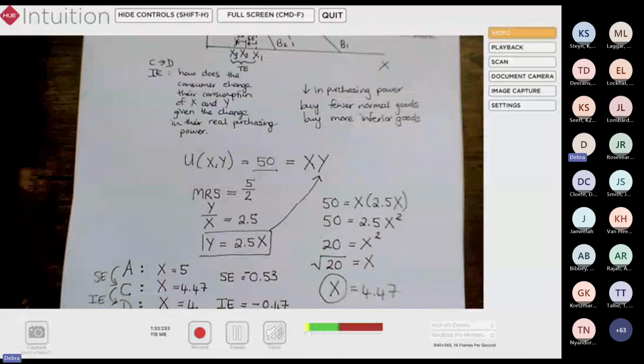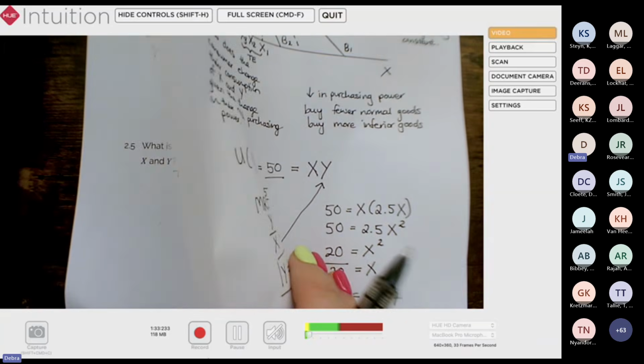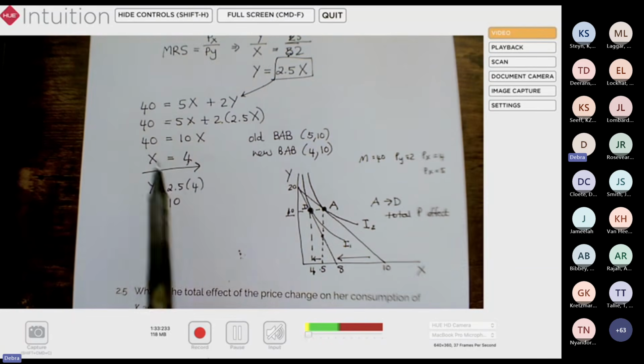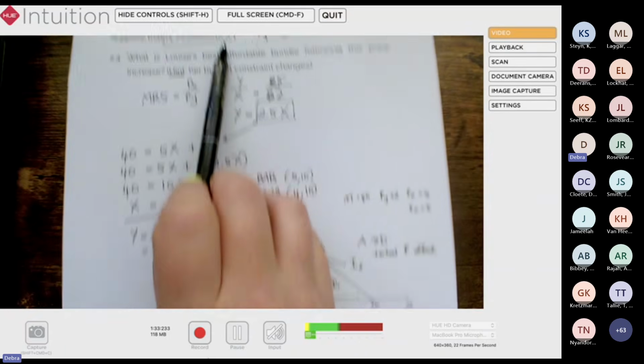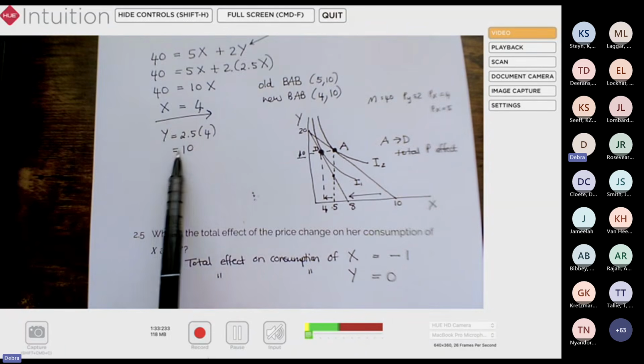How did we get to X equals 4? X equals 4 we got in question, just pulling up my previous question, 2.4, I think it was. Yes. So in question 2.4, we found that given a new high price of X of 5, we end up at a best affordable bundle where X is 4 and Y is 10.